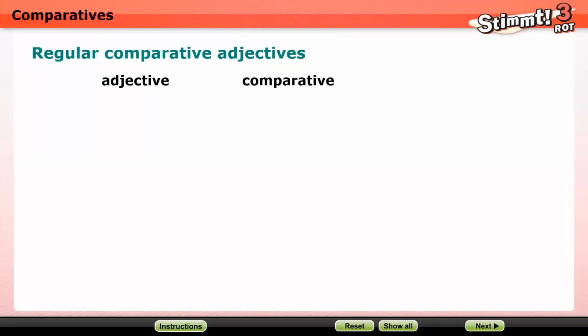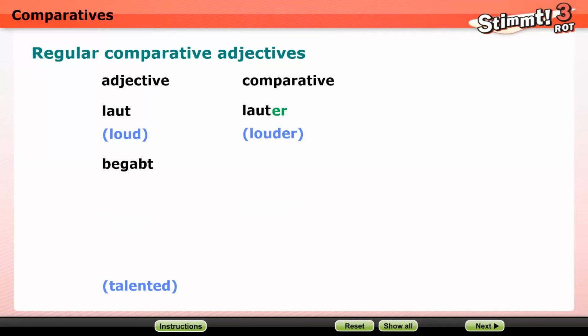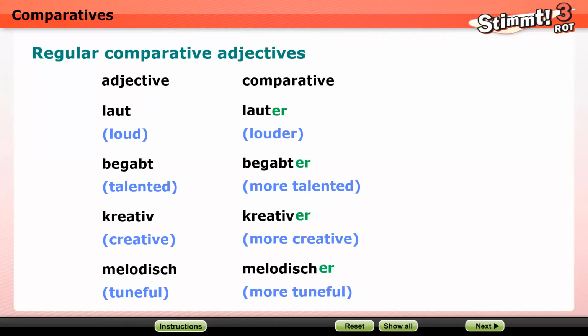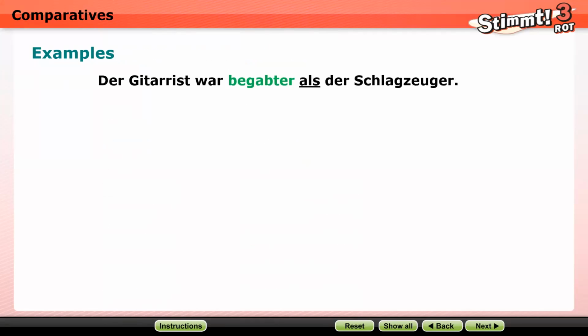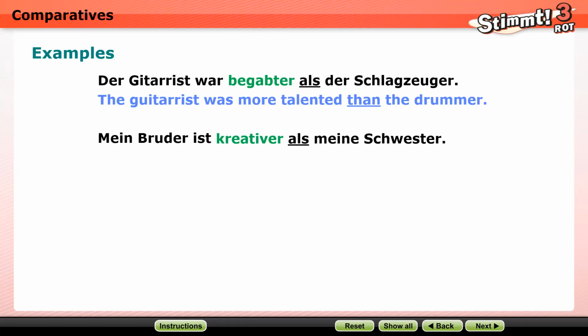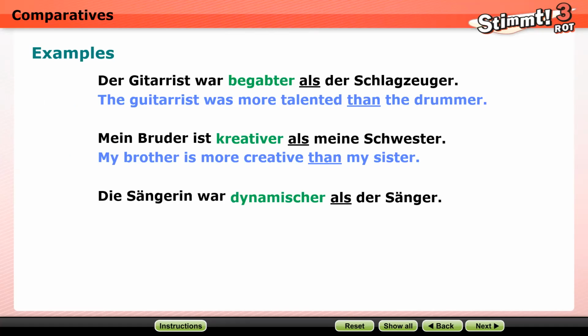Okay, so now we're going to practice. What happens? Begabter. Even when it's "more talented" in English, in German we say begabter. What happens here? "More creative", we say kreativer. So we don't say "more" something in German, we just always put ER. Okay, more tuneful, melodischer. Okay, well done.